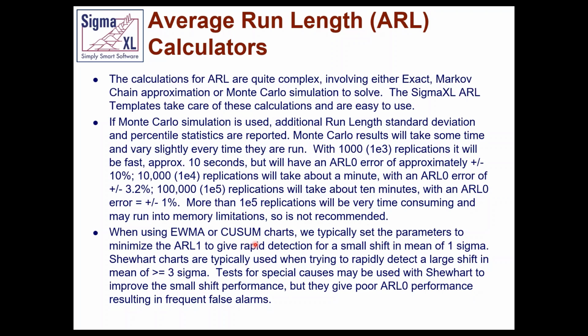So with the EWMA or the Qsum charts, we typically set the parameters to minimize the ARL1, which is the ability to detect the small shift in the mean. Shewhart, on the other hand, is very good for rapidly detecting a large shift in the mean. The problem is, if you add tests for special causes, that does improve the small shift performance, but then you get a very high false alarm rate.